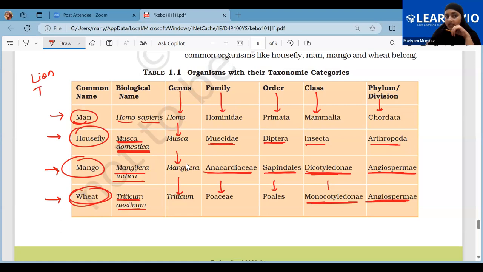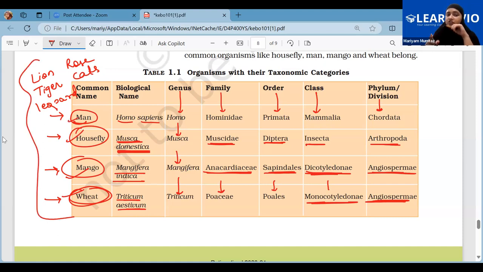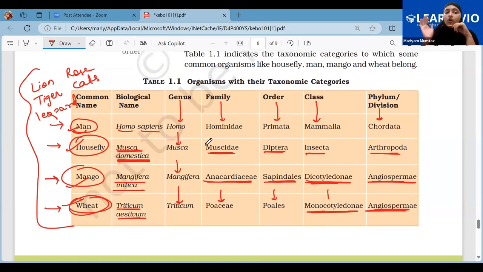lion, tiger, leopard, right? Leopard is there. And I also taught you the scientific name of rose, isn't it? What else? Cat. Mango is already there, right? Mango is here, wheat is here, housefly is here, man is here. So all of the scientific names which have been mentioned in this book. Dog. What, dear? I can't hear you. He's saying dogs, ma'am. Oh, dogs. Okay. So all of the scientific names, you make a list, and you learn those scientific names, because it will be helpful forever.